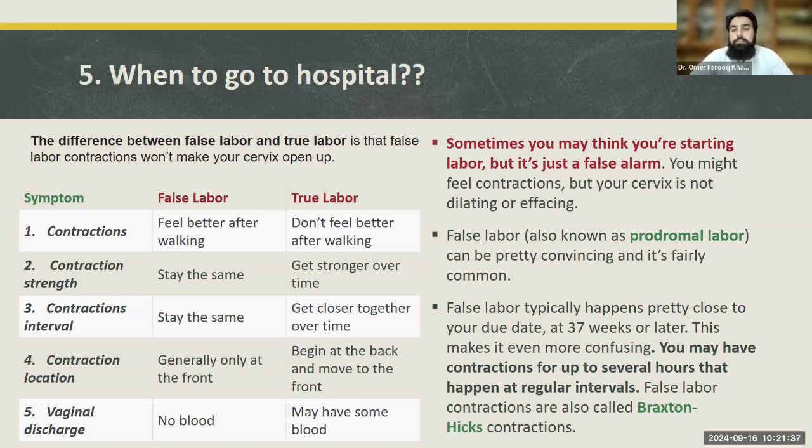False labor, also known as prodromal labor in medical terminology, can be pretty convincing and it's fairly common. False labor typically happens pretty close to your due date, at 37 weeks or later. This makes it even more confusing because the woman thinks that she is 38 weeks plus, 39 weeks plus, and true labor's time has come. So it might be true labor, it's not something false. She's feeling pains, she's feeling contractions, so the baby is coming on her way or on his way.